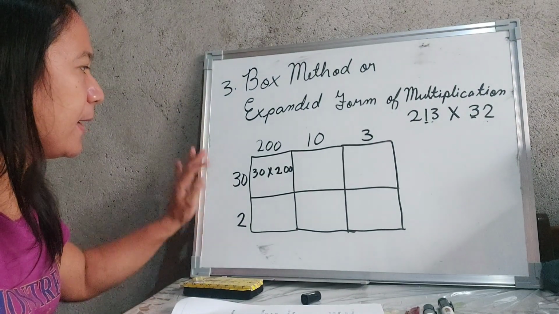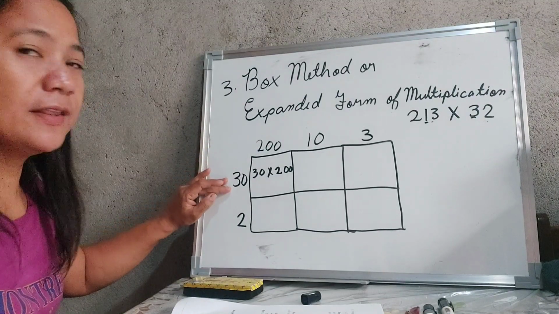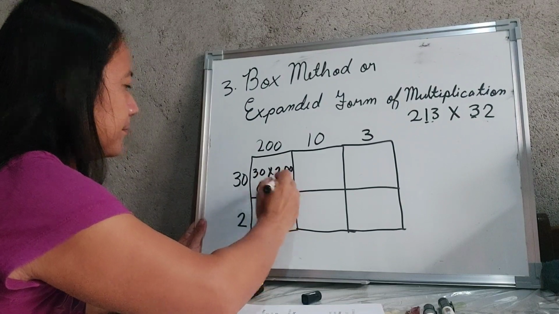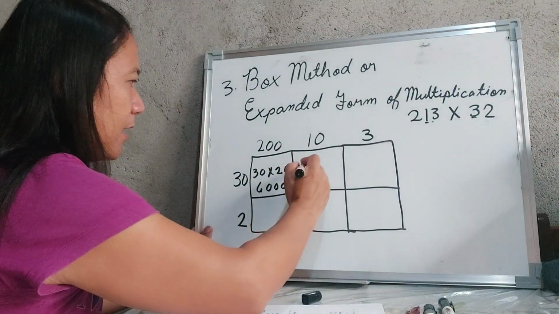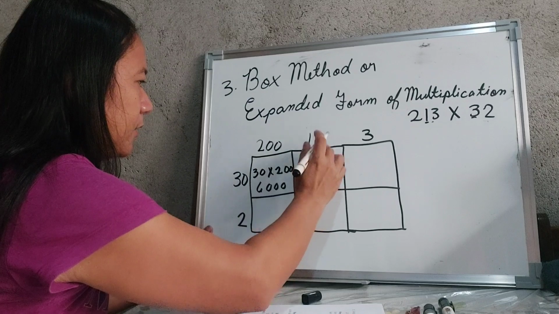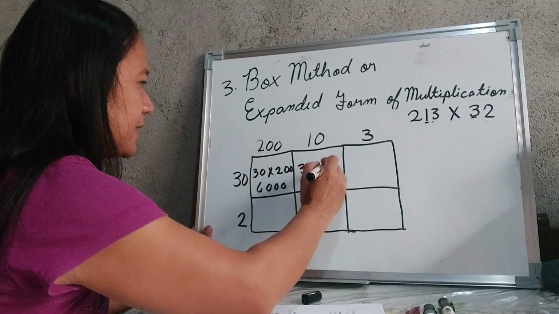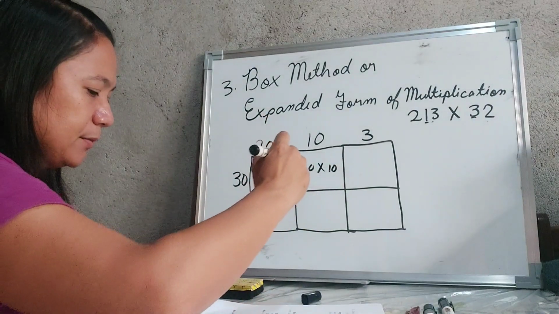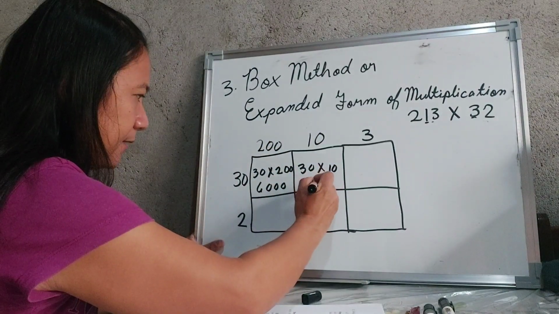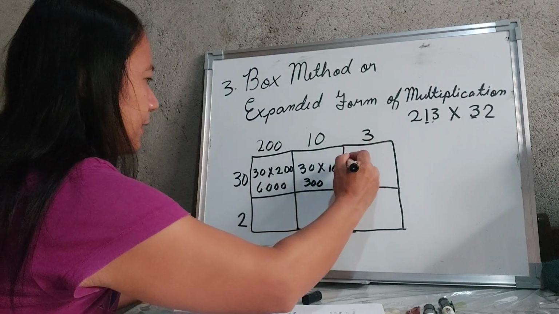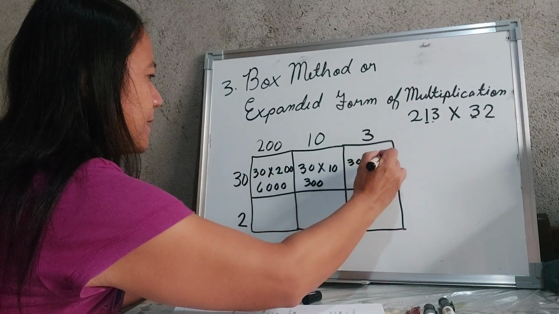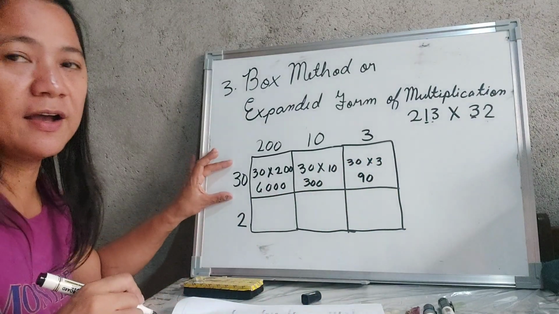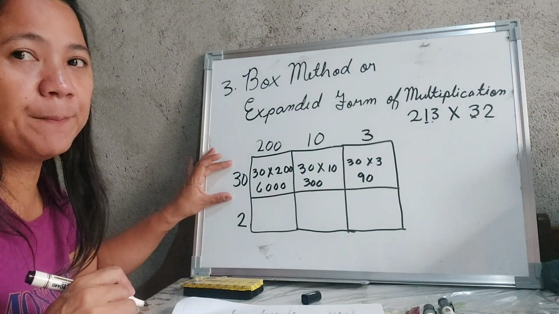So we will multiply 30 times 200. The answer is 6,000. And also 30 times 10 is equal to 300, and 30 times 3 is equal to 90. So this is the first partial product.